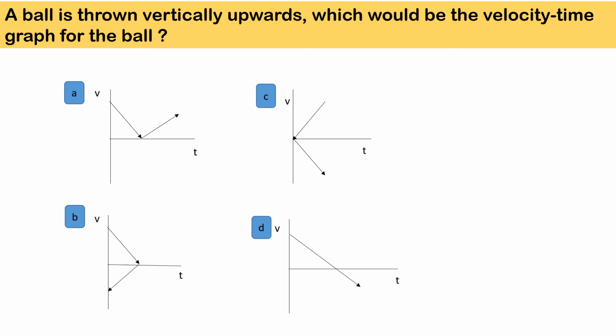Now velocity here is decreasing with time. It becomes 0 and then it increases when it is coming down. So here we know, as the ball is coming downwards, its velocity has to be negative. So this should be the case. So the correct option should be D, because here velocity is decreasing with time. It becomes 0 and then while coming down it is becoming negative. So the correct option is D.